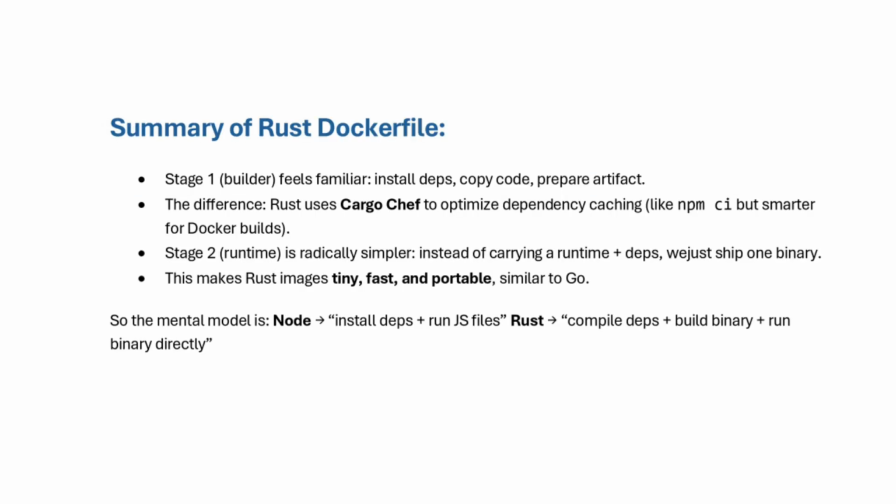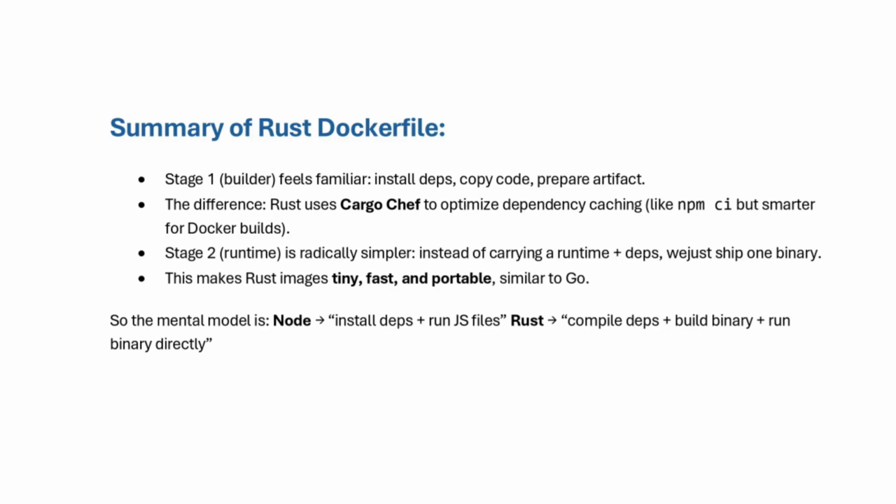Summary of Rust Dockerfile. Stage 1 builder. This feels familiar. It installs dependencies, copies the code, prepares the artifact. The difference: Rust uses cargo chef to produce optimized dependency caching, like npm ci, but smarter for Docker builds. Stage 2 runtime. That is radically simple. Instead of carrying a runtime plus dependencies, we just ship one binary. This makes Rust images tiny, fast, and portable, similar to Go.